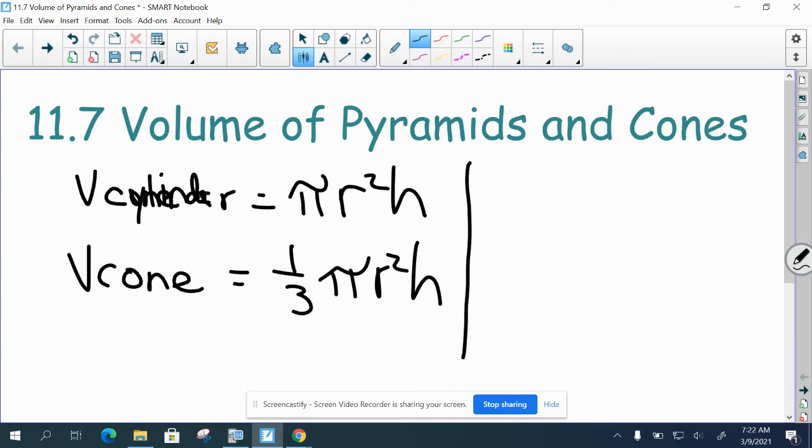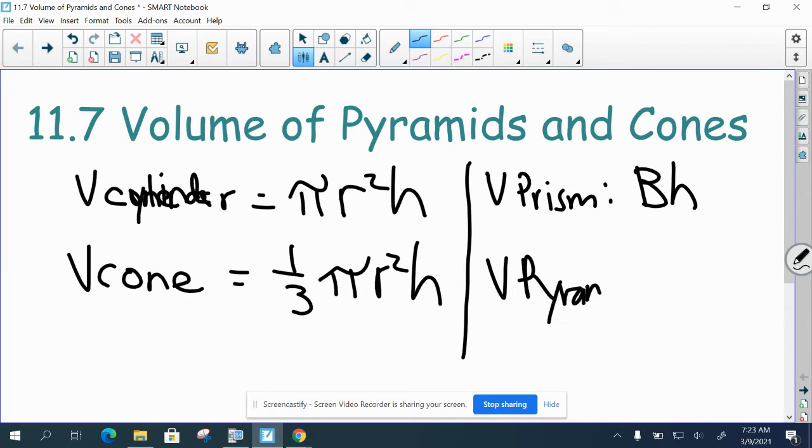Okay, and then prisms are similar to that as well. So volume of a prism is area of the base times the height. The volume of a pyramid, which only has one base and then all sides intersect up at the point, the vertex at the top, is 1/3 area of the base times the height. So it kind of works out the same way.